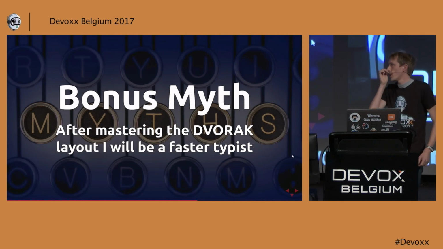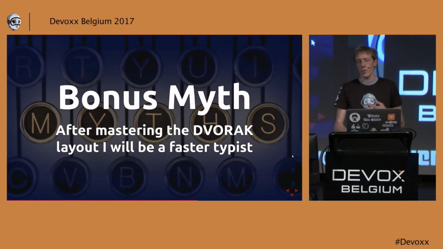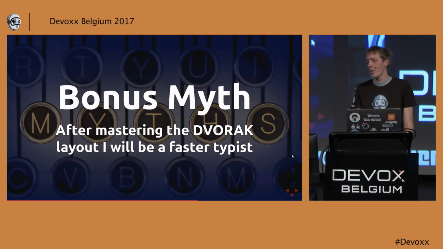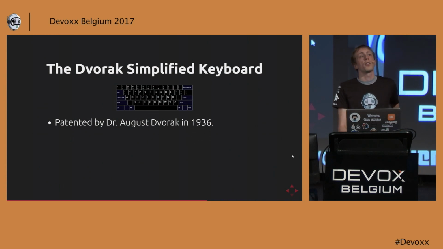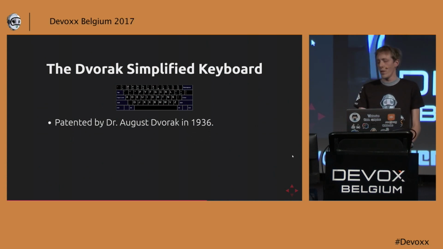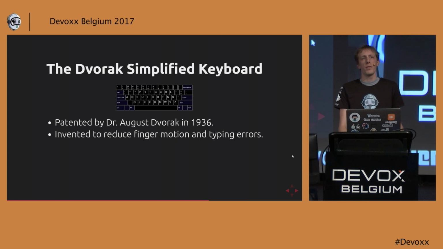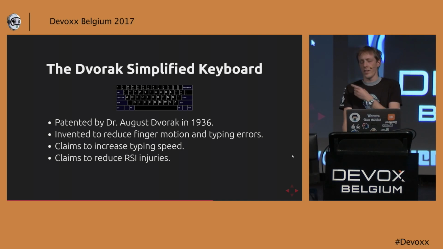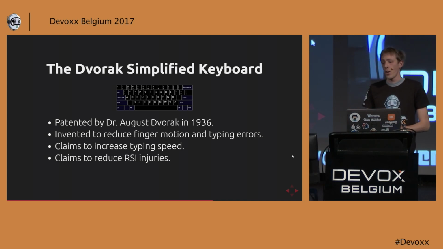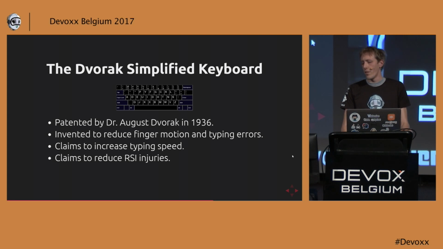So what if you would decide to move to Dvorak? I'm not saying that you should, but I did just because I wanted to learn something fun. Will you be a faster typist? A little bit about the Dvorak simplified keyboard. It was patented by Dr. August Dvorak in 1936, and it was invented to reduce finger motion and typing errors. And it claims to increase your typing speed. More on this later. It also claims to reduce your RSI injuries, so your rapid finger movement issues.